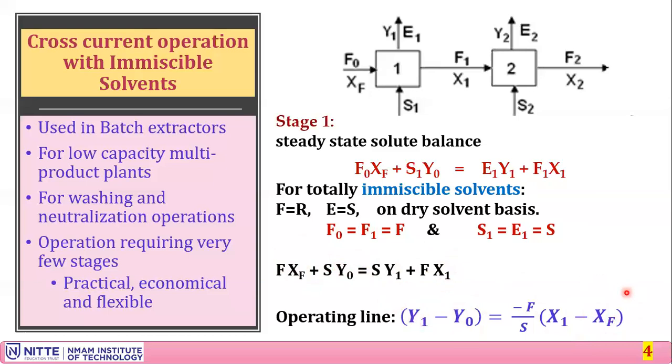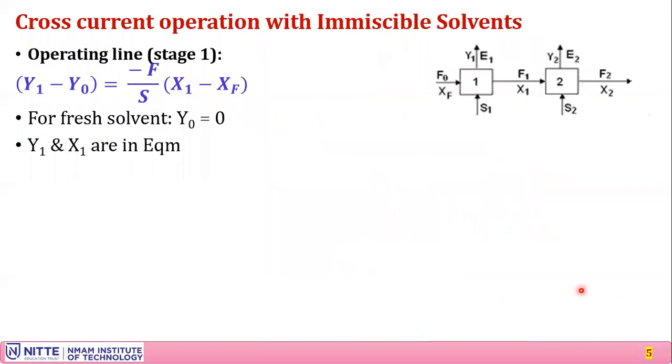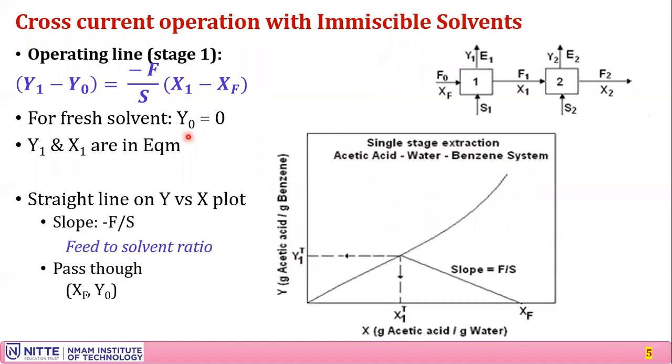This is called the operating line. And if you observe here, I have taken Y1 as the first term among the delta, and X1 as the first term among the delta. You should remember Y1 and X1 are in equilibrium with each other. That is the reason behind taking this minus and reverting the signs. Okay, let's analyze that operating line. That equation I have rewritten here. For a fresh solvent, let me say that Y0 is 0. Y1 and X1 are in equilibrium, so this is the equilibrium line that you can draw.